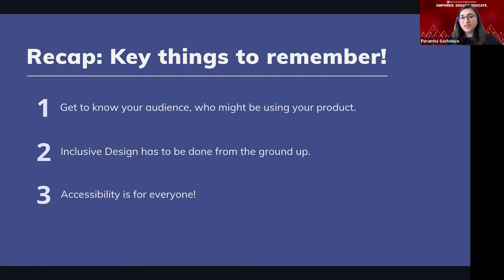And a recap, things to remember: always getting to know your audience. So, know who might be using your product and include them in your design process. And with that, following up, inclusive design has to be done from the ground up. It is not something that you look at later. It is something that you start from the beginning, and it is involved in the process from the ground up. And yes, accessibility is for everyone. And I hope this session was helpful.